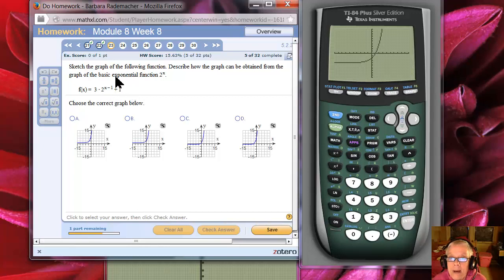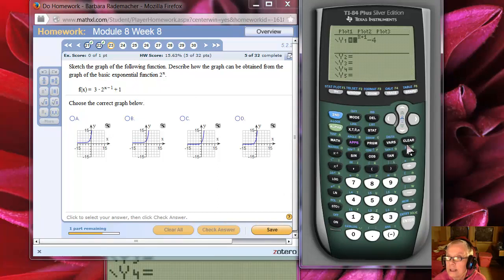23. Now let's graph this, and then we're going to talk about it. Clear. It just seems easier to clear. We're going to have 3 times 2 to the x minus 1, right arrow, plus 1. Let's graph.